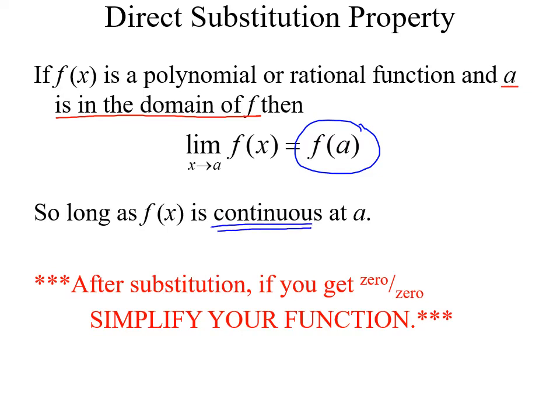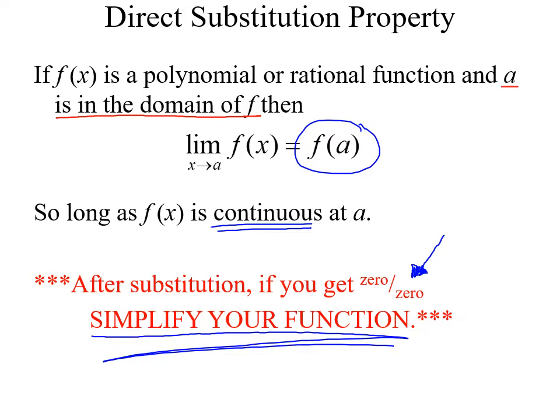So how do you know if it's not continuous? There's a big giveaway. If you plug a into your function and you get 0 over 0, it's not continuous. That's not good, but there's an easy way to fix that. We're going to talk about how you simplify your function in order to find the limit. So there's going to be a lot of algebra over the next 30 minutes or so. Make sure you're prepared to be able to simplify rational functions.